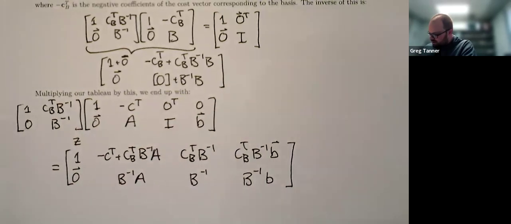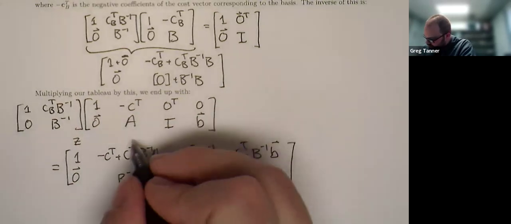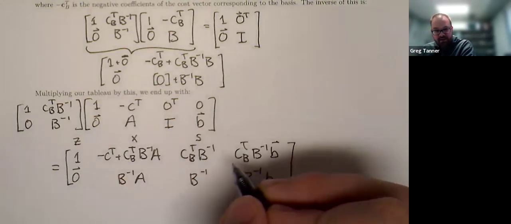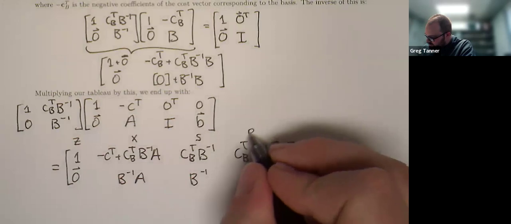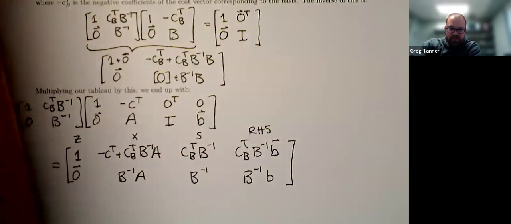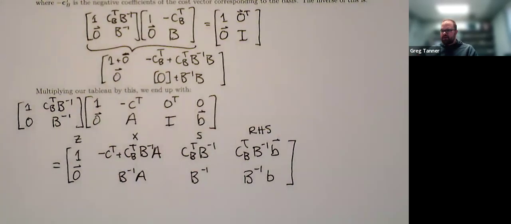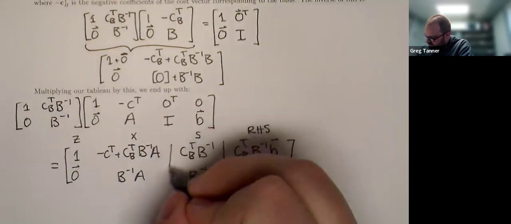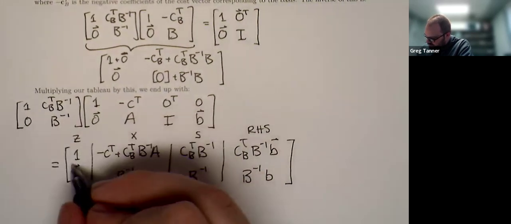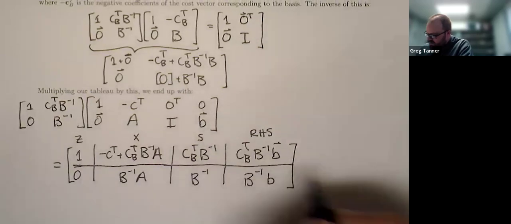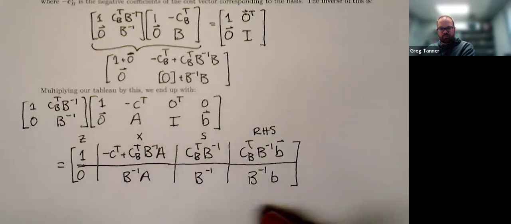Okay, let's label those columns. So this is going to be all of our original variables, X. These are all our slack variables, and this is our right-hand side. Okay, let's call out and label what these are. Maybe I'll go ahead and draw separators in here and think about what each of these are.